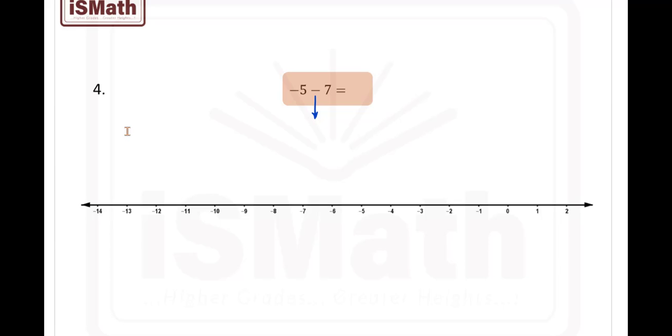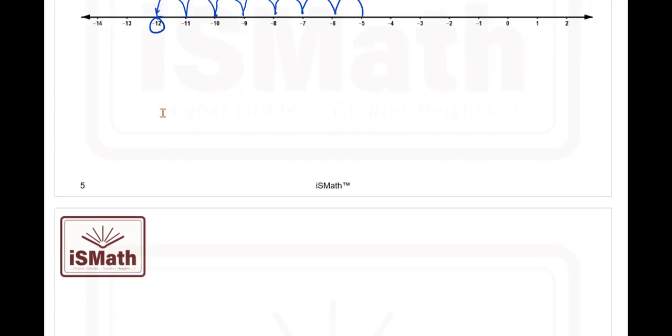So I'm going to start with -5. -5 is here, and I'm going to move 7 steps to the left. So I do 1, 2, 3, 4, 5, 6, 7. So the answer there is -12. Let's do a fifth one.